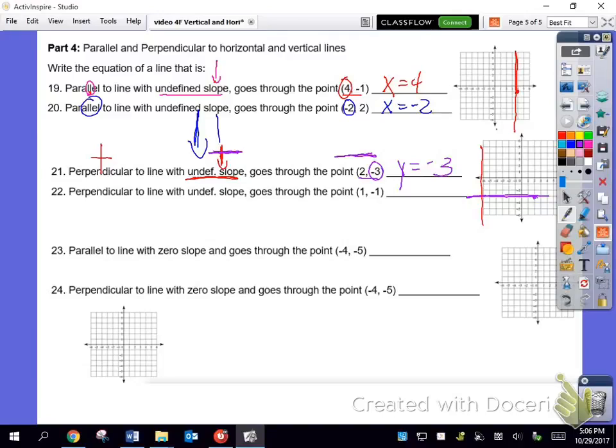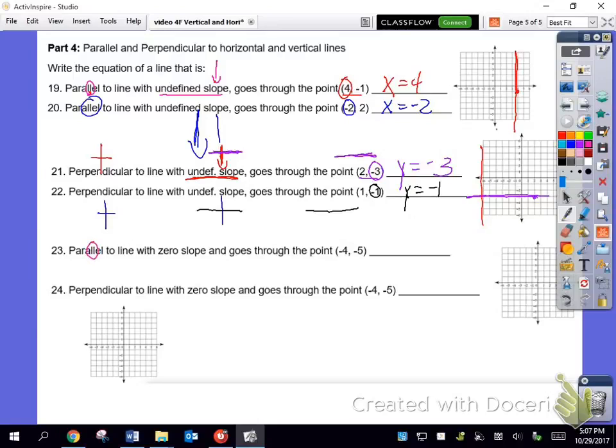So if I want one that is perpendicular to the line with the undefined slope, so you've got your undefined slope, and then I want one that goes through 1, -1 and perpendicular, it'd have to intersect it. So y equals -1.